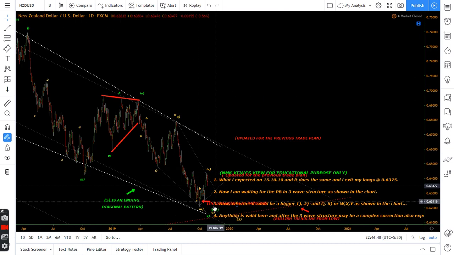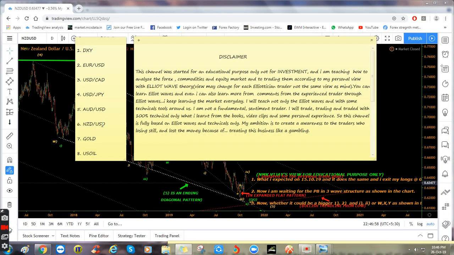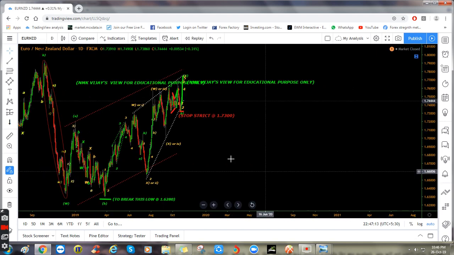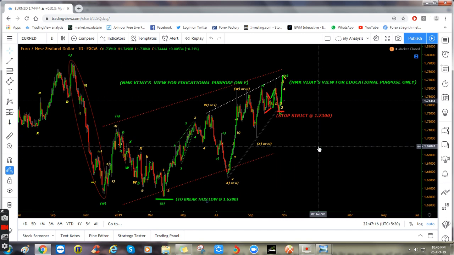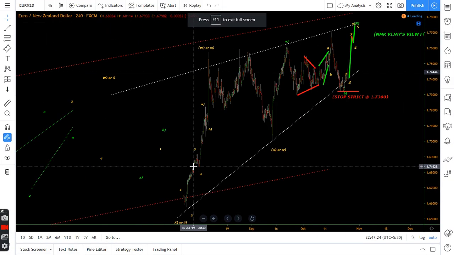I will explain it in the live chart. Right now the same view: the fifth wave can break this 0.6195. So let's move on to the next pair. Before going to gold, I will explain Euro New Zealand. This is my Euro New Zealand chart in the daily. I will switch to the 4 hours.